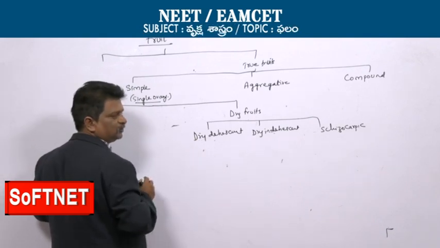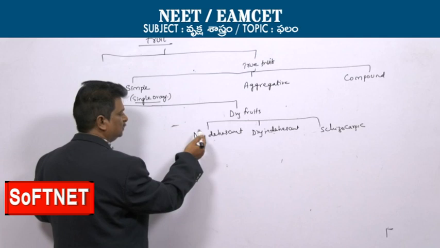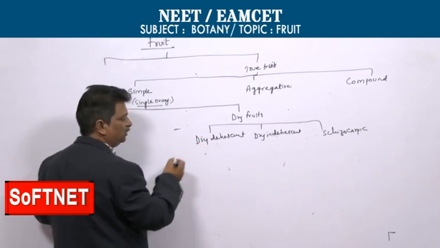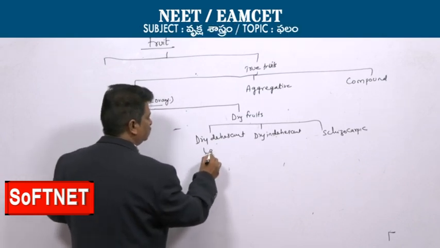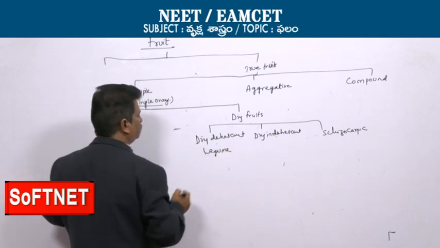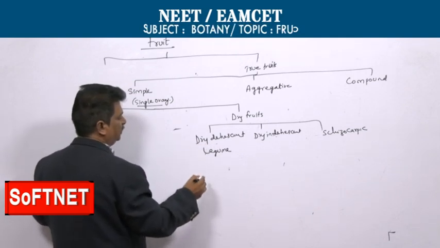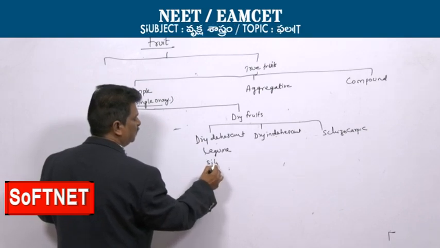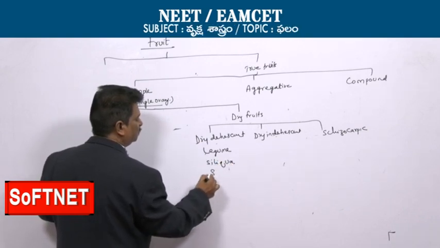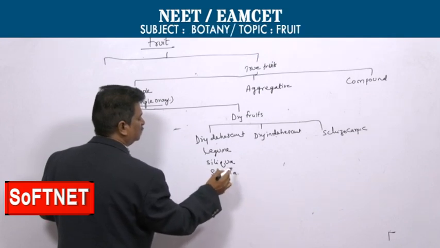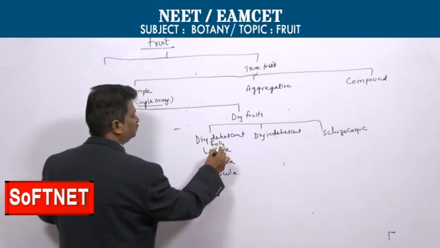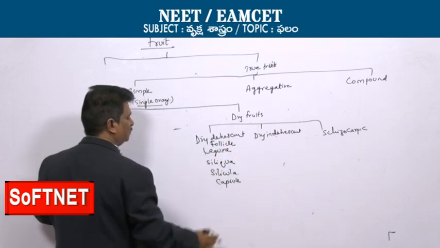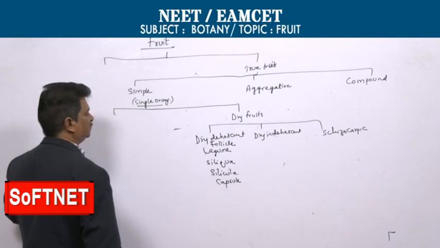Dry dehiscent means the pericarp is dry at maturity and the pericarp is involved in liberation of fruits. Types of dry dehiscent: legume, then siliqua, silicula, then follicle and capsule. These are the types of dry dehiscent.